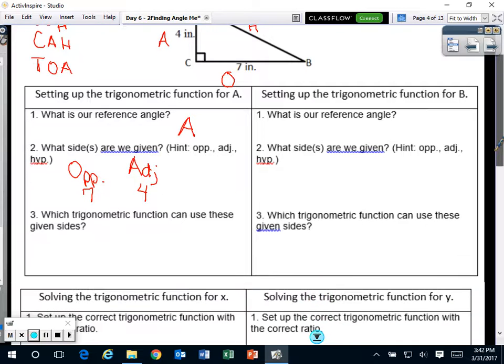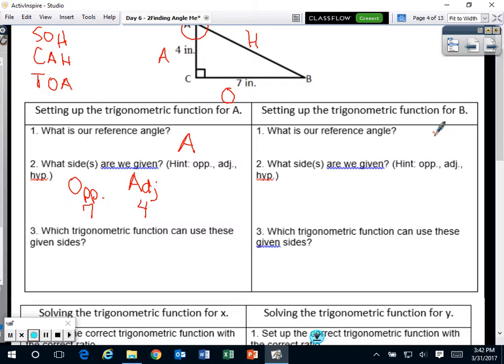All right, so we know the sides that we're given, the 7 and the 4, are opposite and adjacent. Since we're working with opposite and adjacent sides, that means we're going to be using tangent, because tangent is opposite over adjacent. So that's the trig function we're going to use.